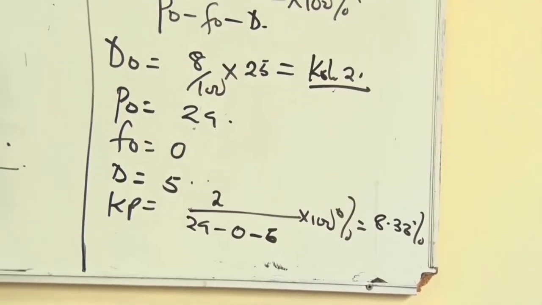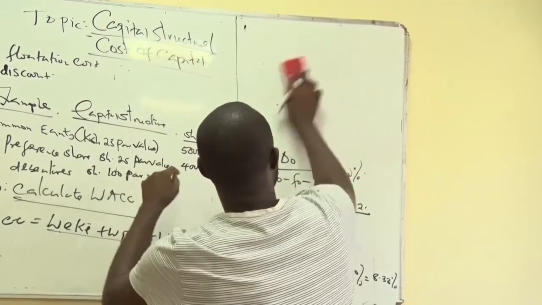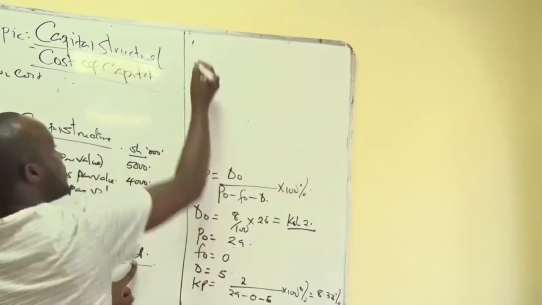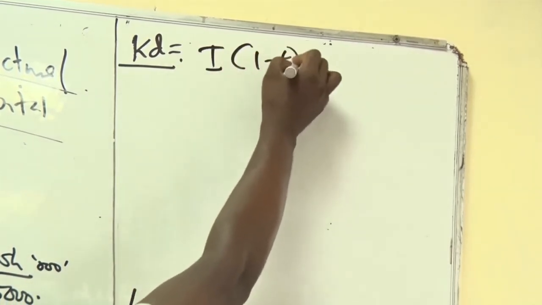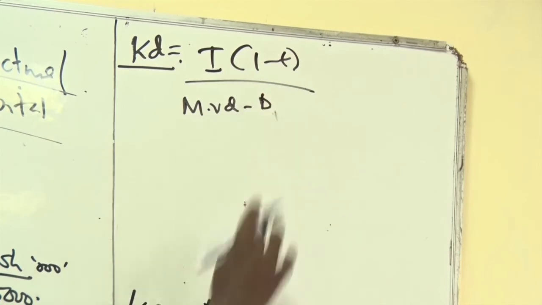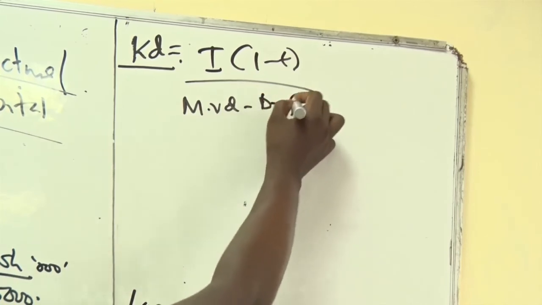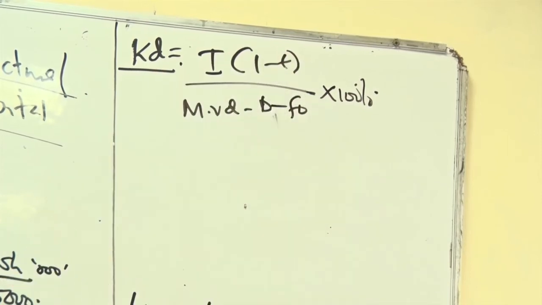I can erase the upper part here because I'm using this information. The last thing you need to calculate is the cost of debt, KD. From the formula, to get the cost of debt, you take the interest into 1 minus T, all over market value of debt minus D, the discount, minus F, if you are given the flotation cost, times 100%, where T is the tax. Tax here we are given as 30%.